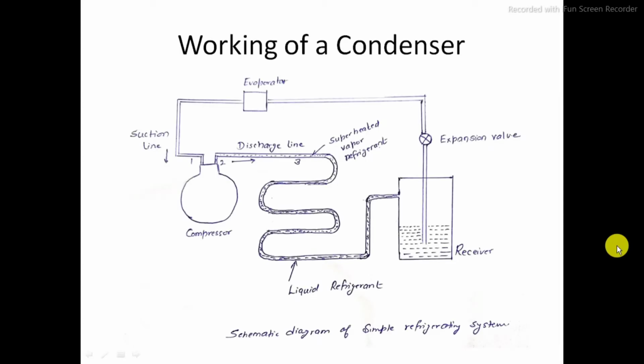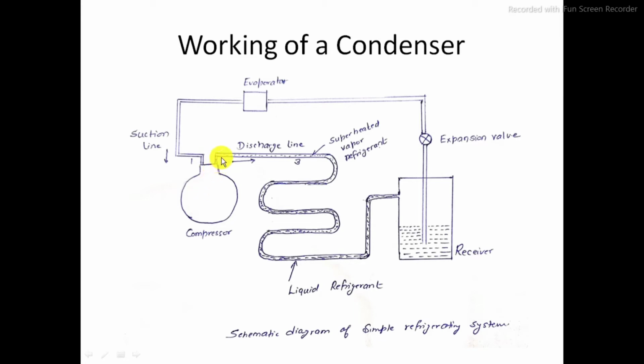So this is the schematic diagram of a simple refrigerating system. We can discuss this diagram. Here we have the compressor. You can see at first point there is a suction line. This is the low pressure side. The low pressure and low temperature vapor refrigerant from the evaporator enters into the compressor through the suction line at point 1. So on the side of the evaporator we can say this is a low pressure side. The compressor compresses the refrigerant vapors and increases its pressure and temperature.